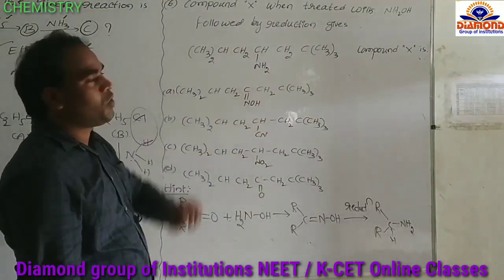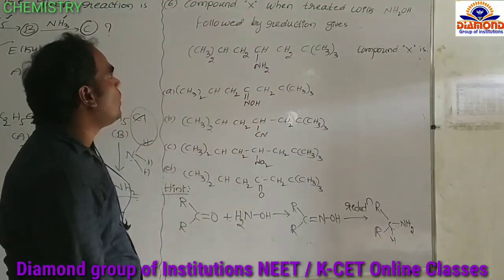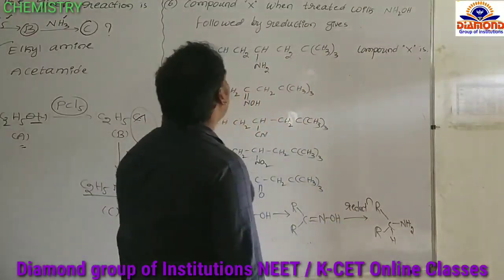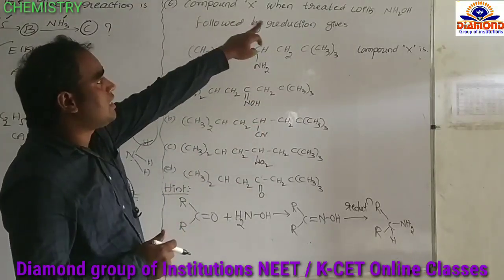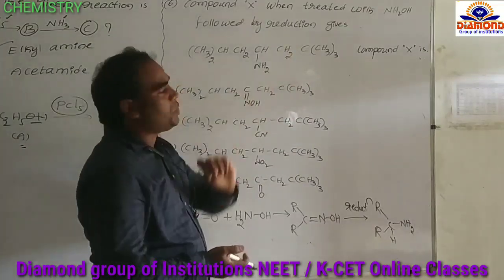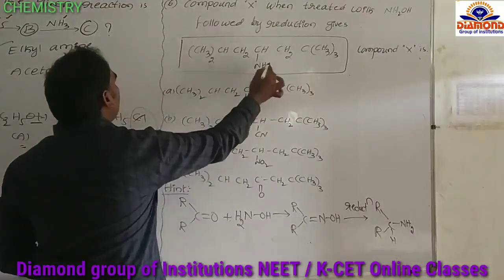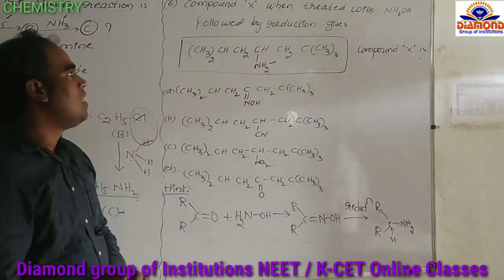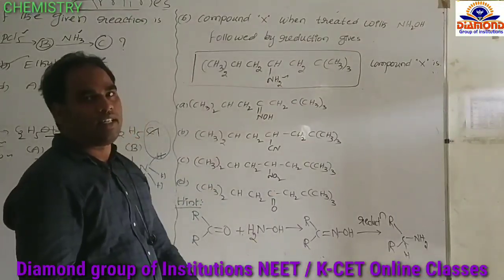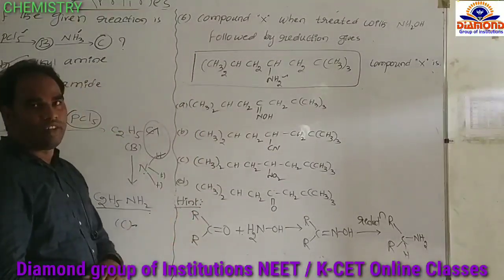So next, the sixth question. Compound X is an unknown reactant. When X is treated with hydroxylamine, NH2OH, it forms an intermediate. That intermediate again undergoes reduction, and then it forms a product like this, with an NH2 amine formed. So the question is, what is X? They have given different options. This is a hint for this question.